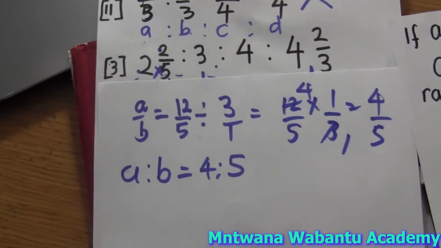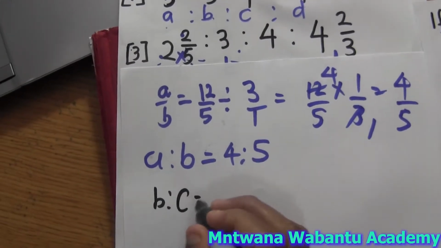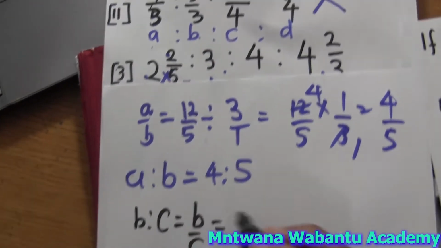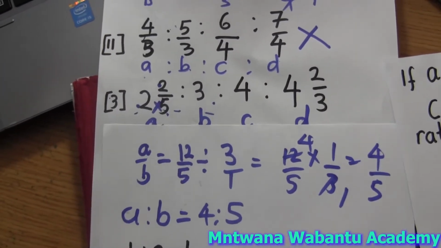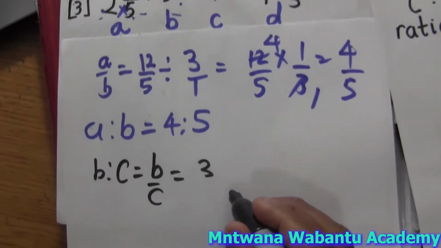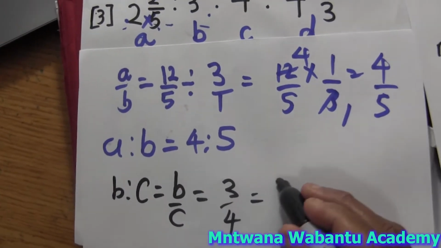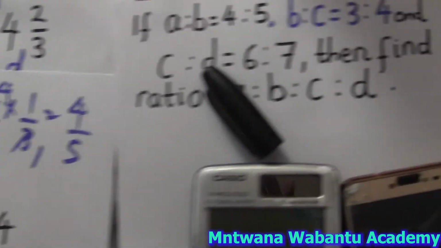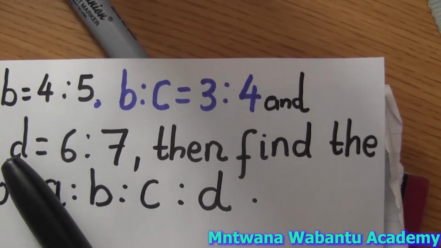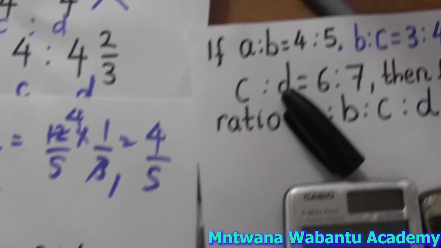For BC now, B over C. So what is B? Our B equals 3, the second one, and our C equals 4. So 3 over 4. So this time I say 3 ratio 4. So if you come to the option, the ratio 3 to 4 is true. Now we want to go for CD, the last one.